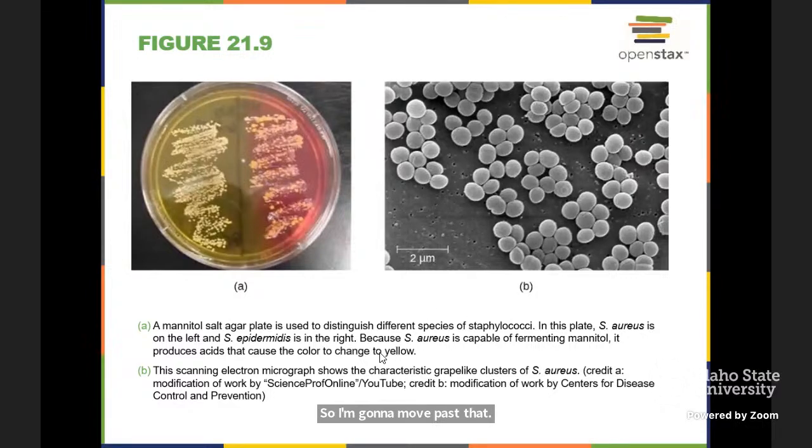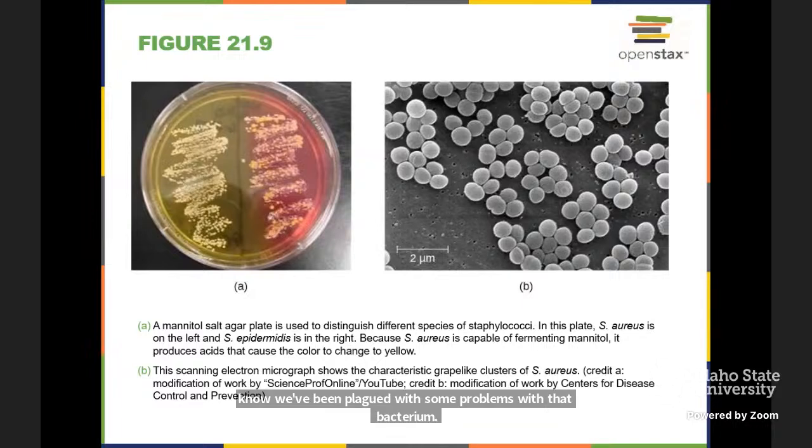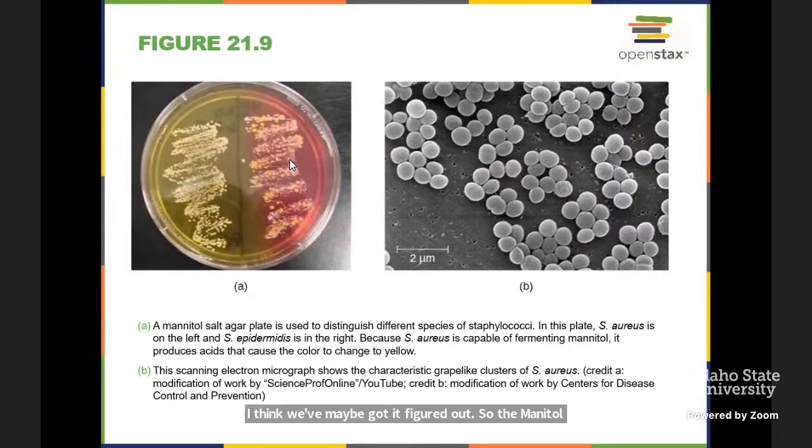I believe you have worked with mannitol salt agar plates in the lab. You should have looked at some Staph aureus. Maybe you looked at some Staphylococcus epidermidis, and maybe it didn't quite look like it should. I don't know if you have had that issue or not, but I know we've been plagued with some problems with that bacterium. I think we've maybe got it figured out. So the mannitol salt agar, both aureus and epidermidis, gram-positive cocci in clusters. You see them under a gram stain.